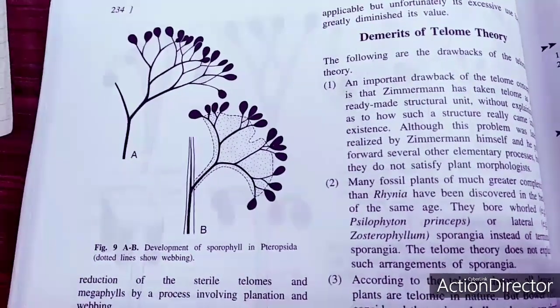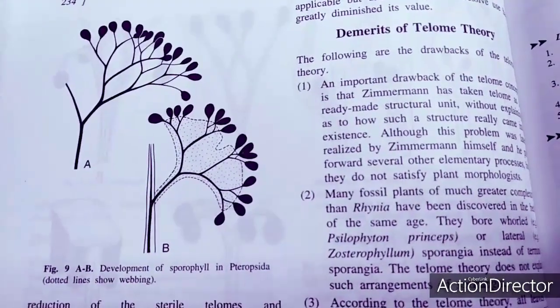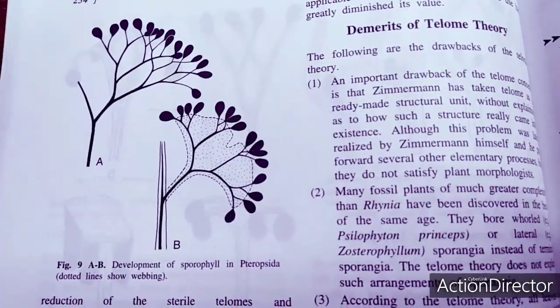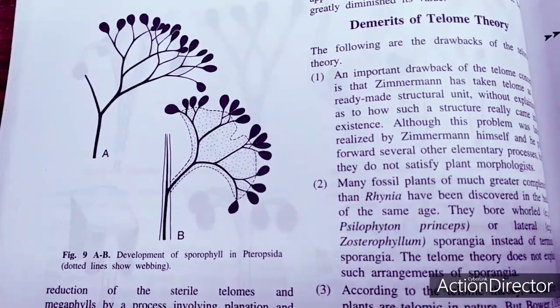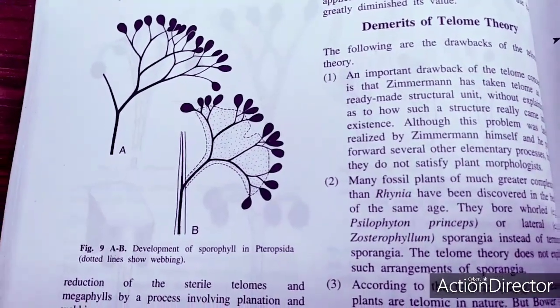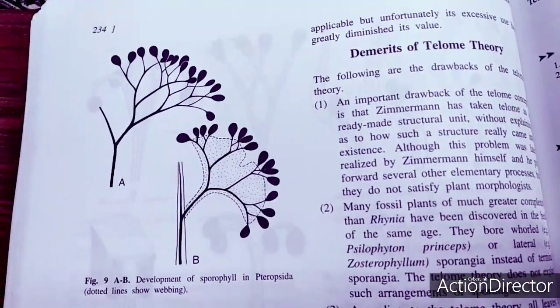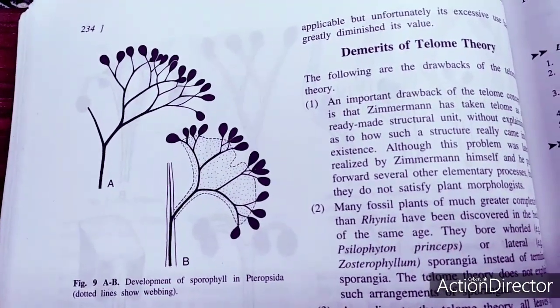So the point of interest is that there are certain plus points, certain merits, and certain demerits, but it's an easier way, as suggested by Zimmermann, of seeing how the higher plants have evolved from the lower plants. So this is known as the telome theory.